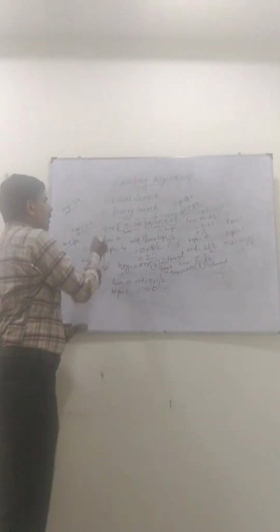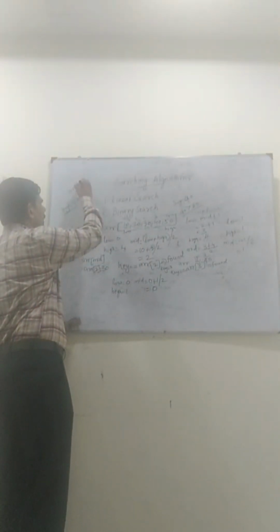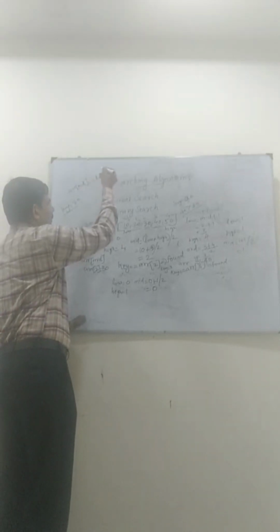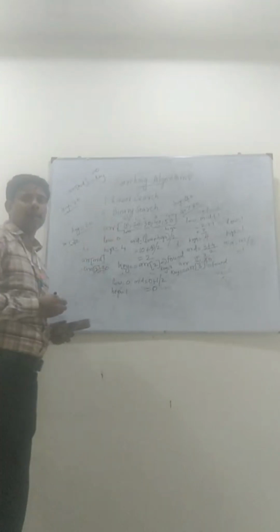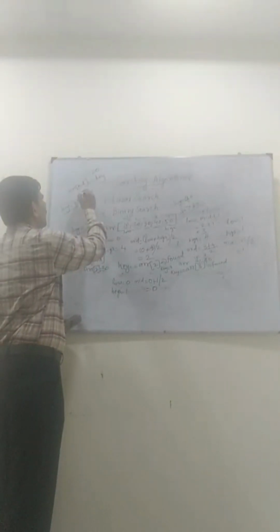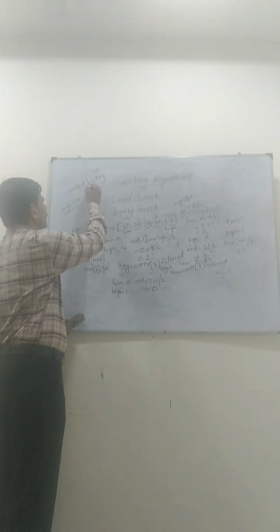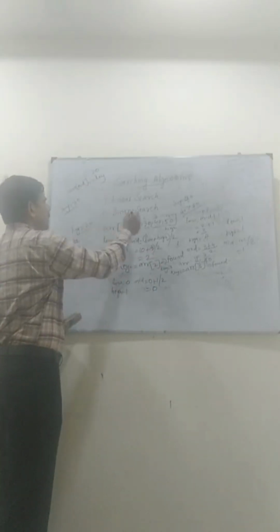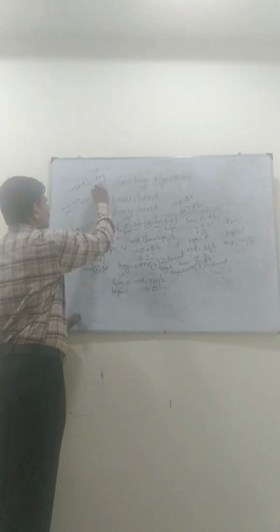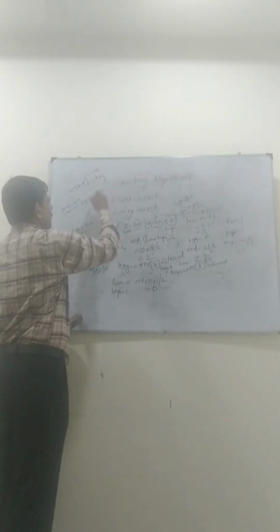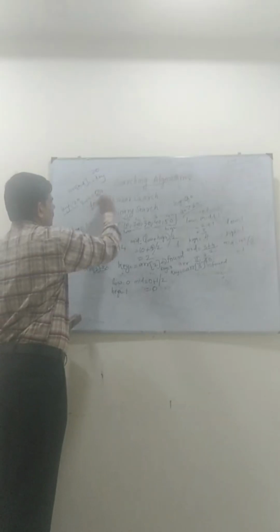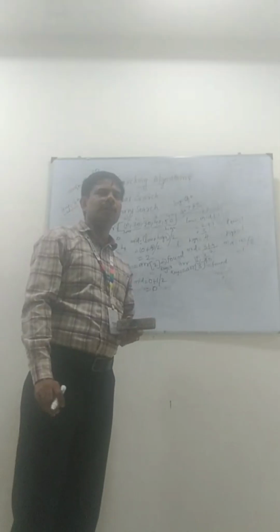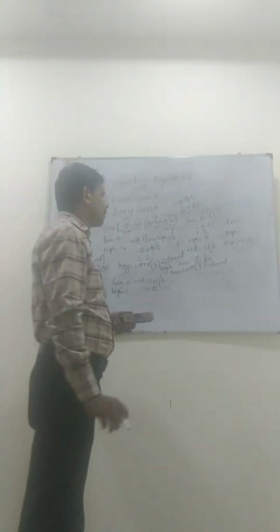Now the search element: ARR of mid equals key. For example, the search key element is 20. Now ARR of mid means ARR of 1. Now the element is 20. Now 20 equals 20. Now the search element is found. Now going to discuss the complexity of this binary search algorithm.